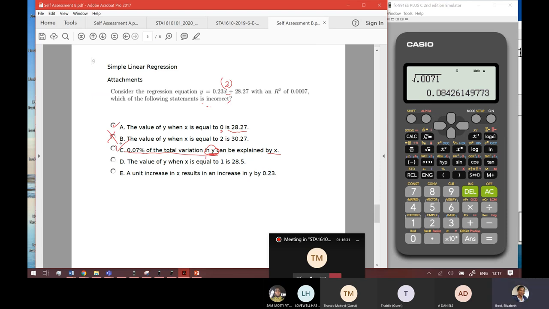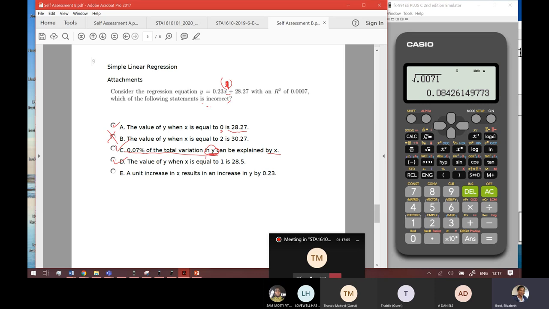So that is correct. And this one says the value of y when x is equal to 1 will be equal to that. So if I change this to 1, that will be equal to that. Is that correct or incorrect? Does it make sense? That is correct. Oh, yes, it is correct. Yes, it will be correct.